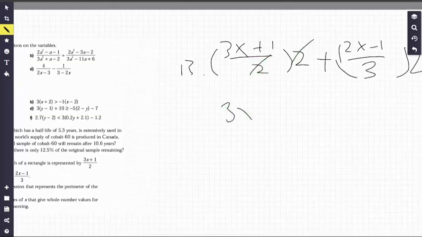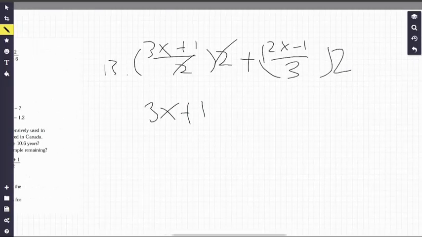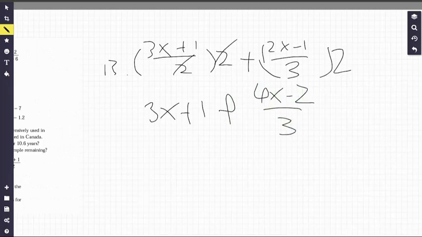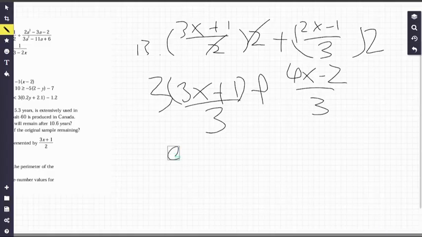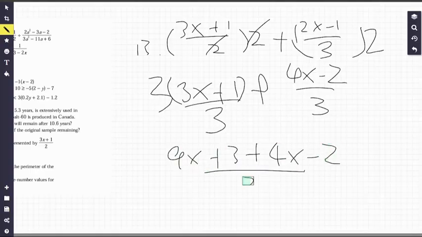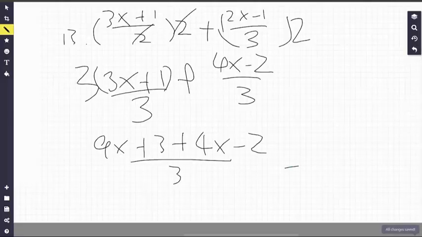So this is going to be 3x plus 1. These two, unfortunately, are not that lucky. So this is going to be 4x minus 2 over 3. Now we'll have to multiply this by a factor of 3, so we can actually divide that by 3. So we're going to have 9x plus 3 plus 4x minus 2, this is going to be over 3. And here, we're going to have 13x plus 1 over 3. That is our simplified form.